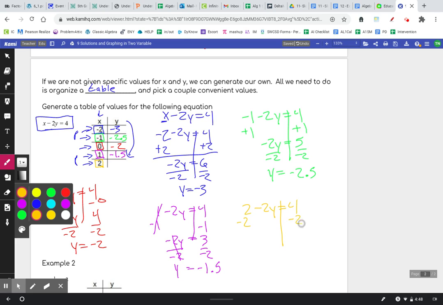-2, because that's positive, I got to get rid of it. 2 minus 2 is nothing. That's great. -2y equals 4 minus 2 is 2. Divided by -2. Divided by -2. I get y equals 2 divided by -2 is -1. So when I plug in a 2, I get out a -1. That's another solution for me.